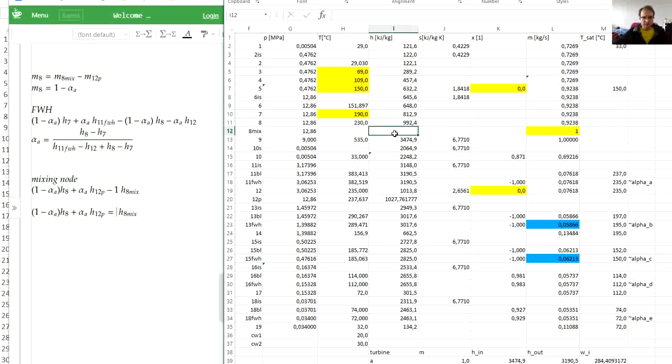And now we can also implement the function for the enthalpy at the point 8 mix, which is 1 minus alpha A, which is also the mass flow rate at the point 8, times enthalpy at the point 8, plus mass flow rate alpha A times enthalpy at the point 12p after the pump for the mixing. So here we get our enthalpy at the boiler inlet.